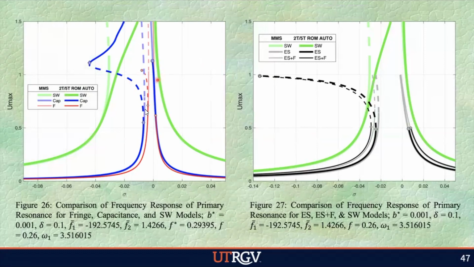This shows a comparison between the SOLIDWORKS model and the other fringe models, and in this case, the SOLIDWORKS model with the other electrostatic models. In both cases, the SOLIDWORKS response is shifted towards lower frequencies. You can see how much larger amplitudes are reached with the SOLIDWORKS model than with the rest of the models. The SOLIDWORKS response is also the only one that remains stable throughout the range of frequencies.